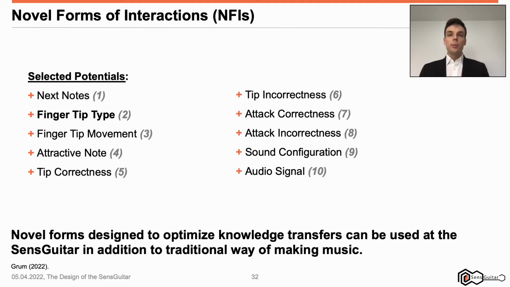Second, fingertip type. This novel form of interaction refers to the act of visualizing the intended type of fingertip on the guitar fretboard, so that it becomes clear which finger should take a note. For instance, each finger is associated with a color. If the tip position is highlighted by the finger color, it becomes clear with which finger a tip should be taken.